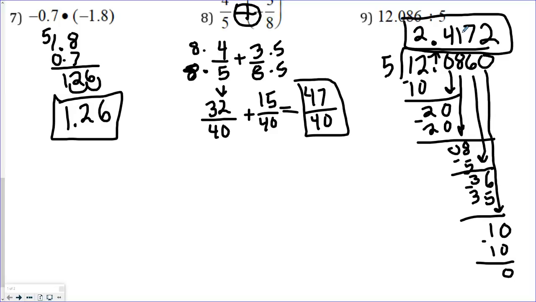So with division, you have to make sure you remember to add extra zeros and bring them down as you go through the problem, if you run out of space.